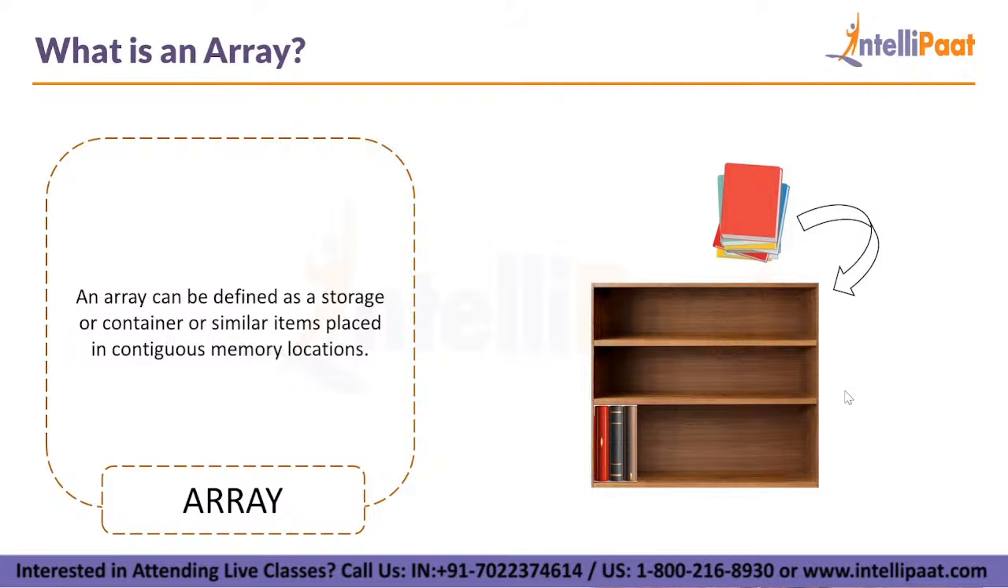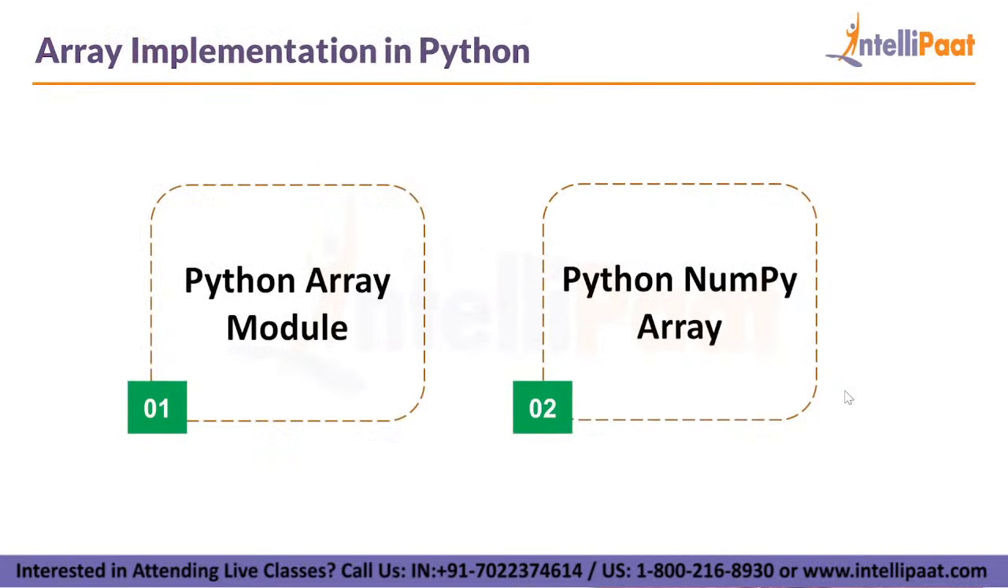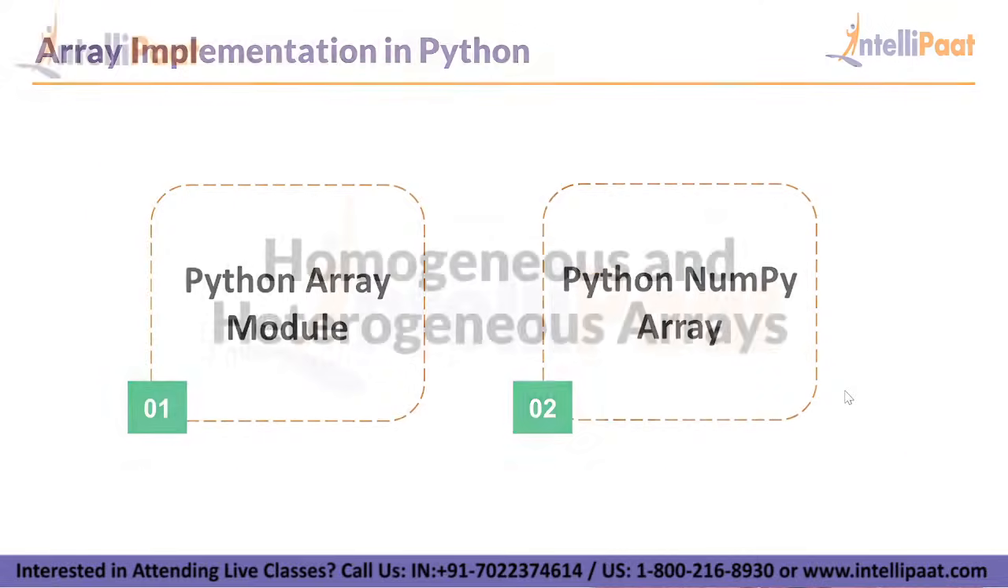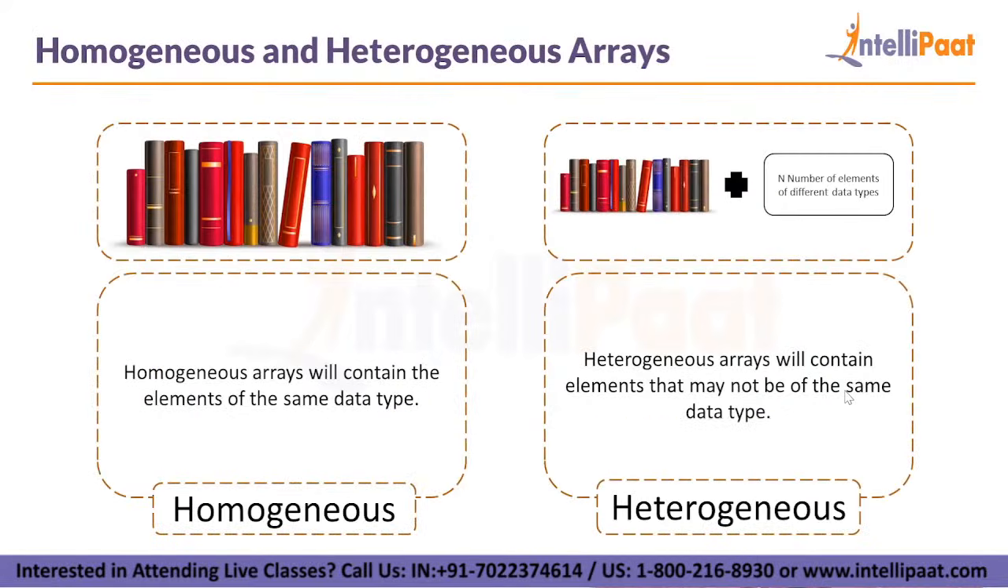And now that we have a basic idea of what exactly an array is, let's see how we can implement them using Python. To implement arrays in Python, we can follow these approaches. First is using the list, and then we have the Python array module and the Python NumPy arrays. To understand how they differ, let's understand the concept of homogeneous and heterogeneous arrays. So what exactly are homogeneous and heterogeneous arrays?